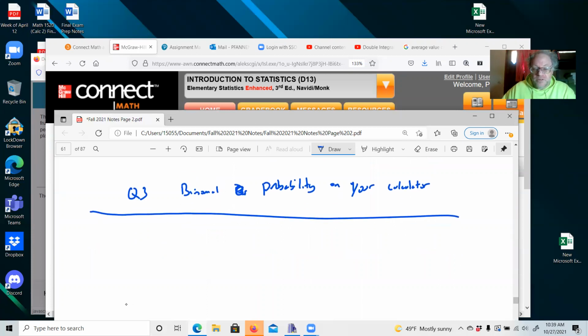So we're going to do 5.2, 6.1, and 6.2. Those are the sections that quiz 3 is over. All right, so let's take a look at those.